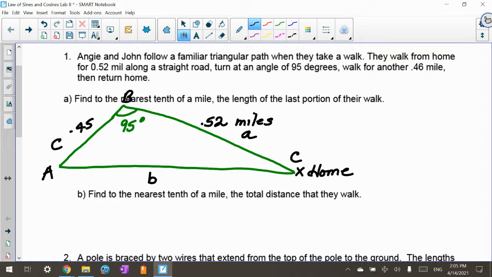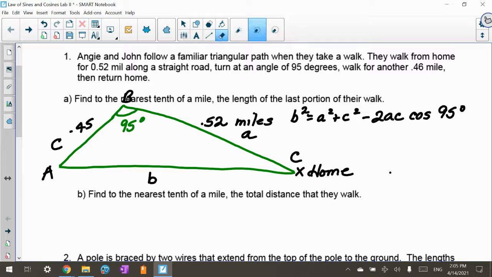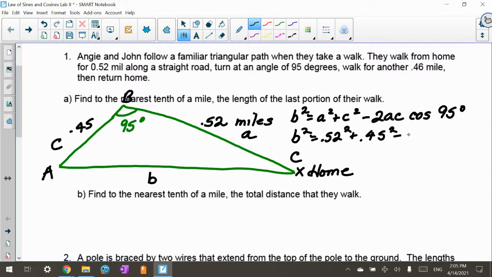So I look at what I can do, and to find that, I'm going to have to use the law of cosines because I only have one angle. So I'm going to use the pattern b squared equals a squared plus c squared minus 2ac cosine of angle B, which is 95 degrees. I'm just going to throw that right in. And this looks like one of the ones where I can just throw everything in. So I have b squared equals 0.52 squared plus 0.46 squared minus 2 times 0.52 times 0.46 cosine, I'm running out of room here, 95 degrees.